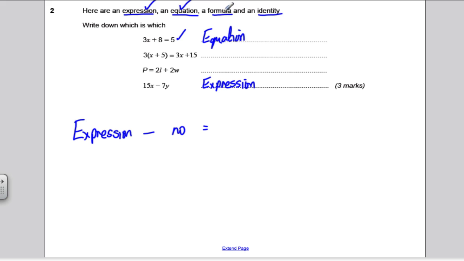Now a formula is something you use to calculate another variable. A formula usually has more than one unknown or variable in it, and in the above here we've got P is 2L plus 2W. There are 3 letters in this, so this is a formula. It's calculating P for us if we know what L and W is. So this is a formula. That obviously leaves this one here to be an identity.